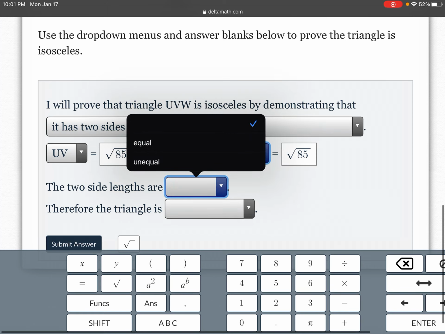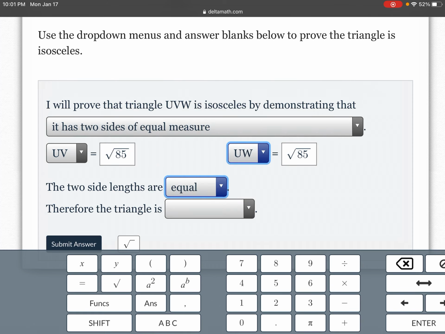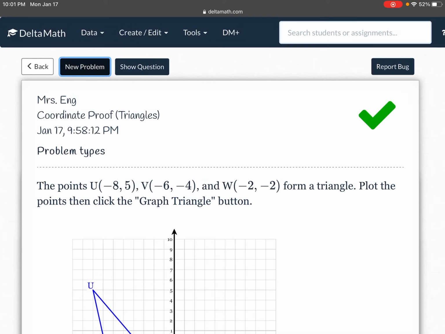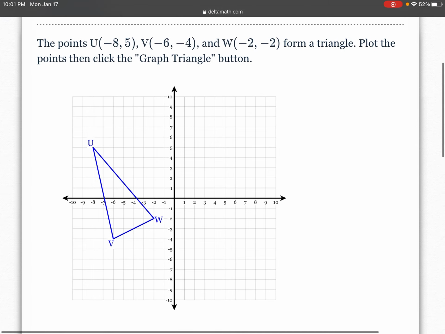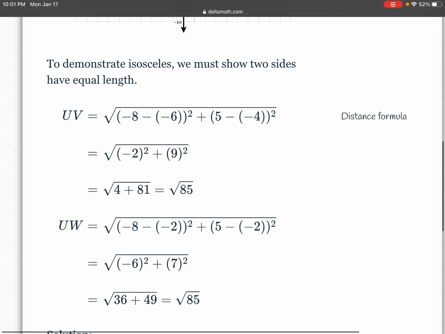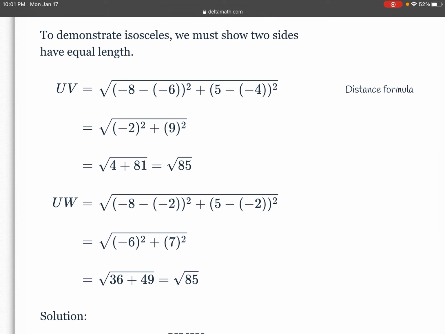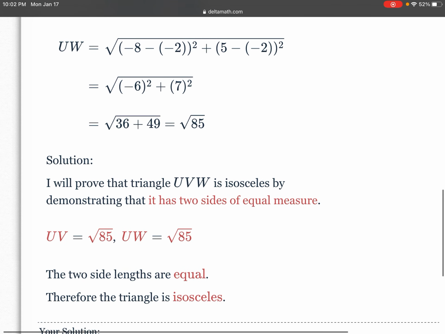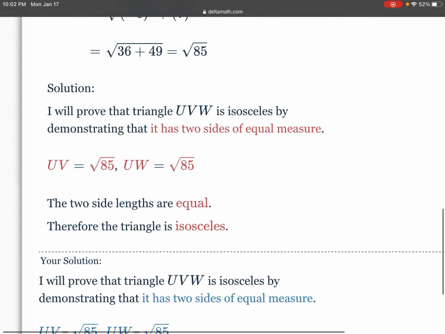Now, these 2 lengths are equal, and therefore the triangle is isosceles, right? That's why it's isosceles. We just showed that 2 sides are equal. And you can hit submit answer, hit yes, and boom, we got it right. UV and UW, see, they use the distance formula, okay? And they both get the square root of 85 for both of them. So boom, what does that mean? Since two sides are equal in measure, the triangle has to be isosceles.